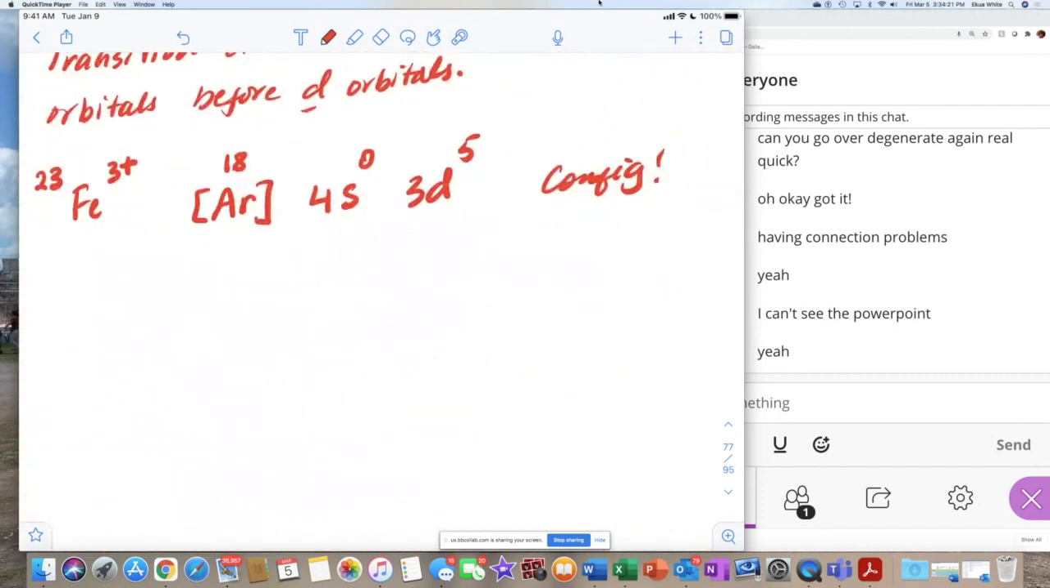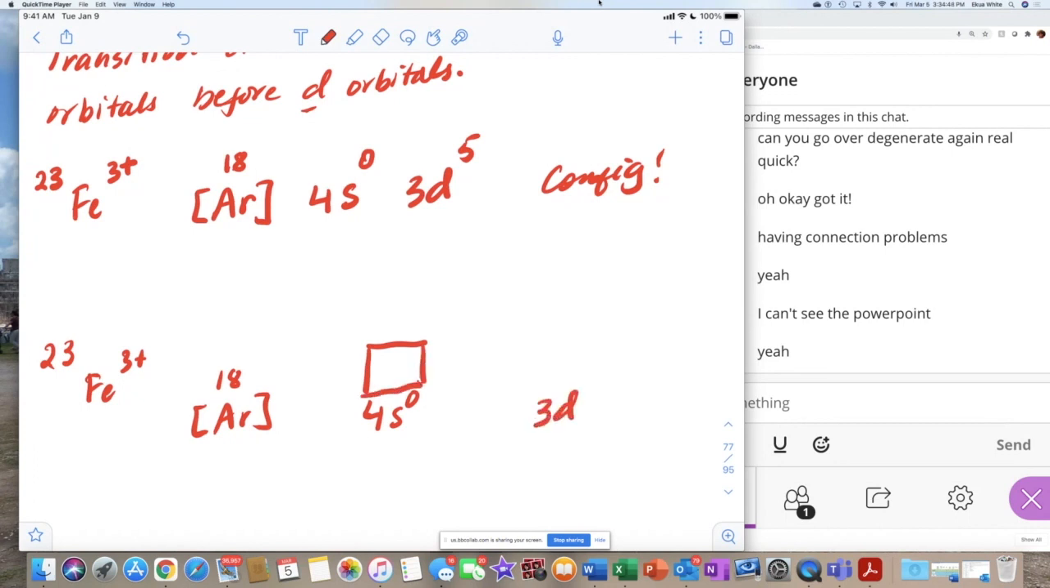So for the orbital diagram, once again, for 23, I'm beginning to see things that are not there. Fe 3 plus. This is Ar. This is 18. I want to space out my 4s, which is empty. I would still like representation, because it used to be part of us, now it's not anymore. So I'm going to draw this orbital diagram empty. And then my 3D now has 5 degenerate orbitals. 1, 2, 3, 4, 5.